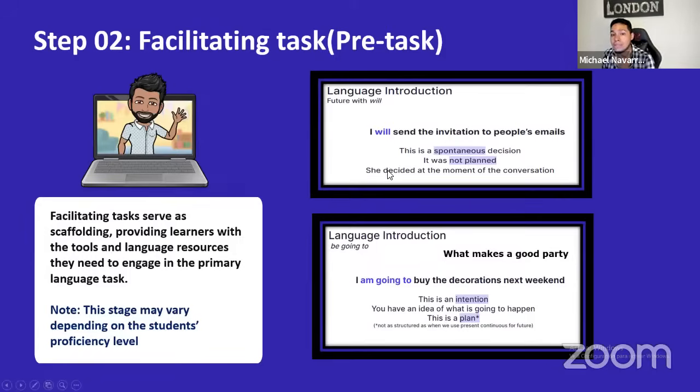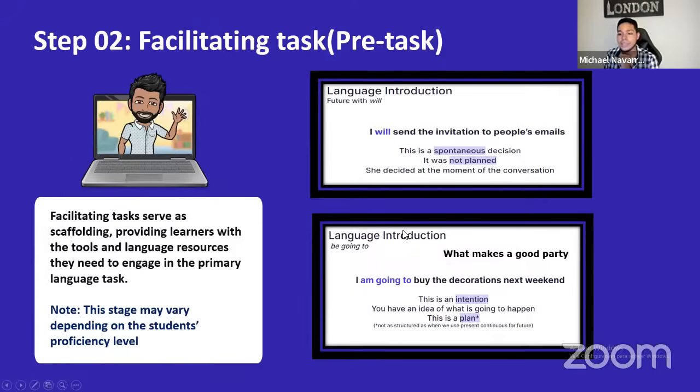Now, my facilitating task was quite simple. I just wanted to briefly cover these 2 tenses because my students were about to plan a party. I'm not covering all the details, I'm not teaching this grammar structure explicitly. I'm just touching upon these grammar points, so that they can get a clear idea of what tense they have to use during the task. Yes, so that is the purpose of the facilitating task. You are not teaching the grammar structure explicitly, but you just want to help them, at least to remind them that since they are going to plan a party, they have to use certain grammar structures, right? Excellent.